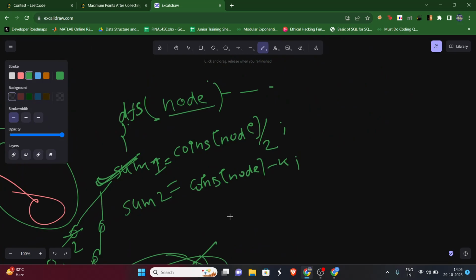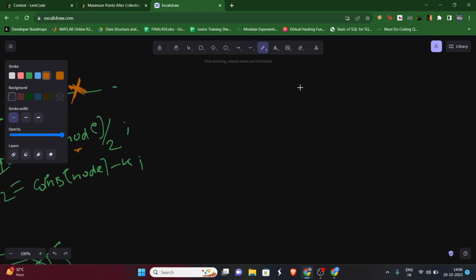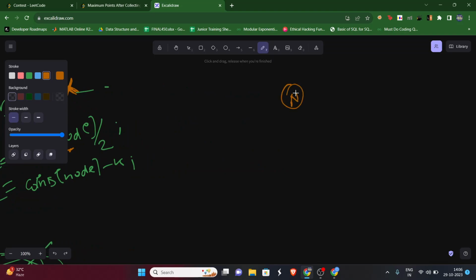So what we can do is have one additional parameter over here, let's say x. And what will this x represent? x will represent how many times we have to divide this particular value. So say this was the root, and after some levels here it is some coins c. Now in between we have performed the second operation 2 times.